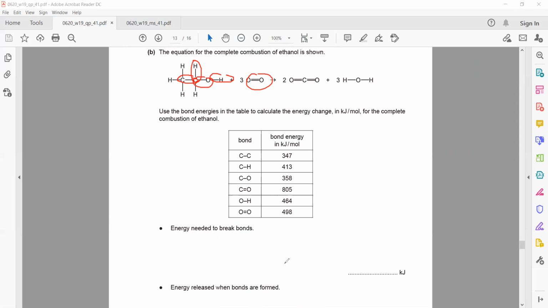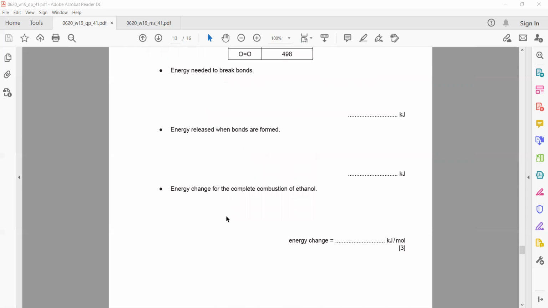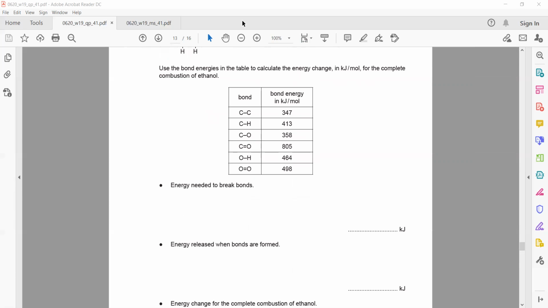And the bonds which release energy, the bonds forming, are the C-O bonds and the O-H bonds. According to this, the numbers will be multiplied and you calculate the energy change. Energy change is bond breaking minus bond forming. So you will get the energy change. I have shared this paper with you, so the calculation part of this you can do.